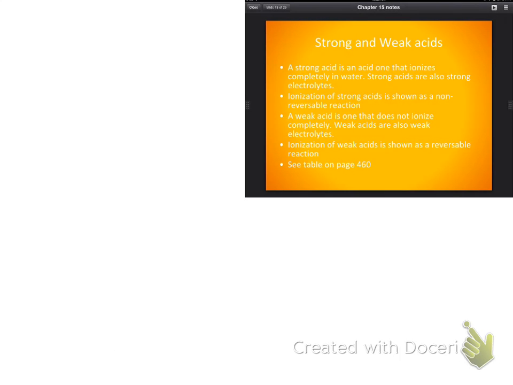So if you think back to the last chapter, we talked about solutions that conduct electricity. What are those called? Electrolytes, electrolytic solutions. And we talked about the fact that some solutions conduct electricity better than others. What do we call solutions that conduct electricity really, really well? Strong electrolytes. What do we call solutions that conduct electricity? Meh. Weak electrolytes. Okay. Well, we know that a lot of acids conduct electricity. And we can take a corollary from those strong and weak electrolytes to talk about strong and weak acids. So, strong acids ionize completely in water.